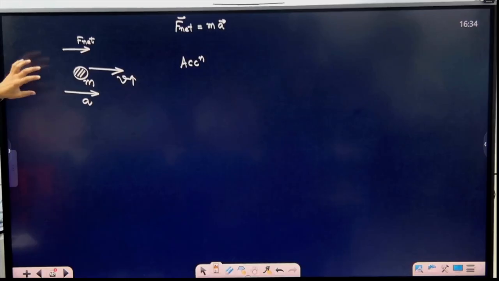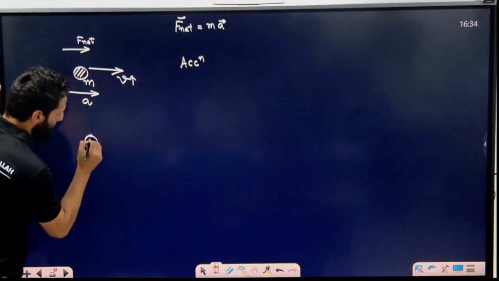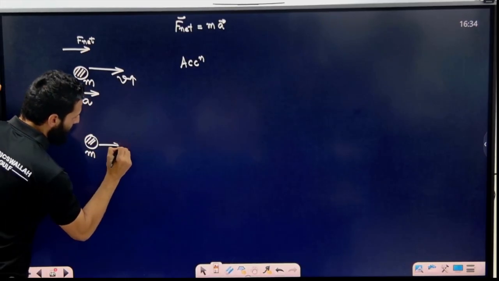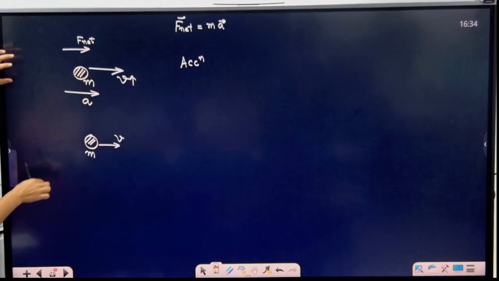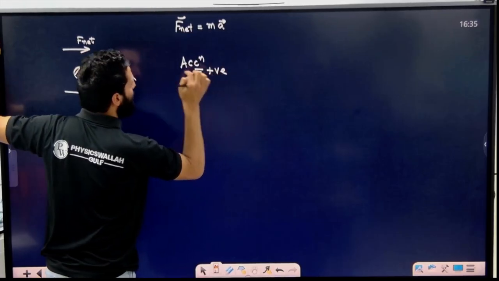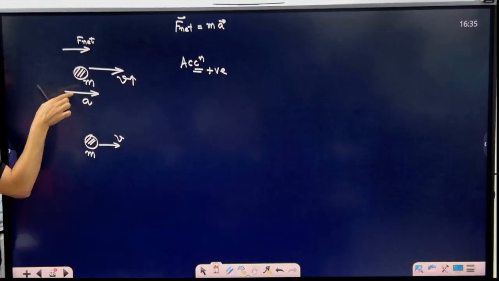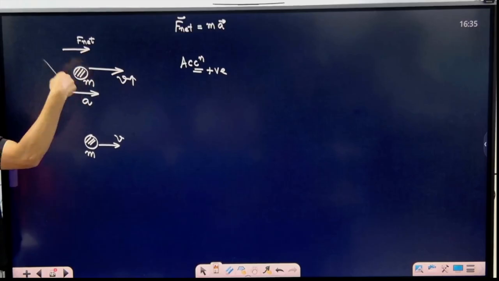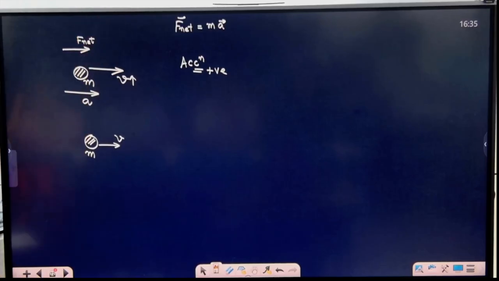Okay, clear? Now, any body M is moving with some velocity forwards. A car is moving with some velocity. Okay, can you tell me in terms of car? This is a positive acceleration. That means the value of acceleration I will get as positive. Its velocity will increase. Understood? Clear?